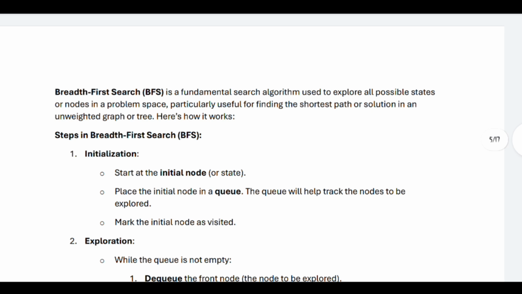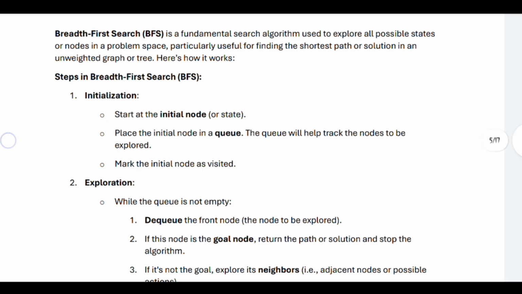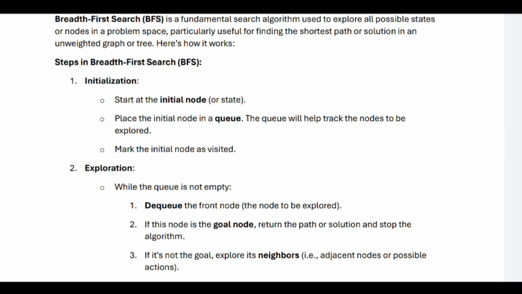So breadth first search is very simple. The breadth first search algorithm is used to explore all possible states or nodes of a problem space, and is particularly useful for finding a shortest path or solutions in an unweighted graph or tree. The steps are: first, initialization, start with the initial node. First we are going to start.